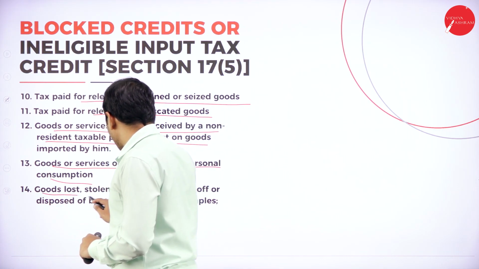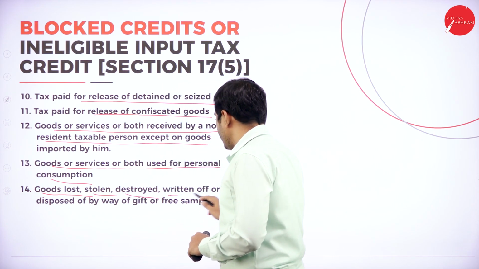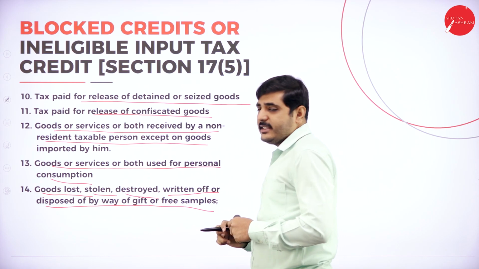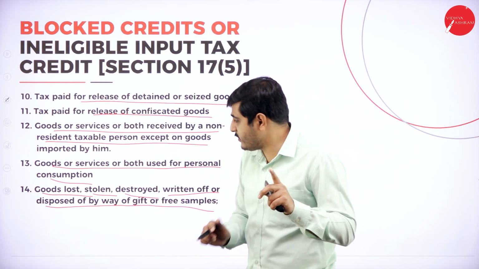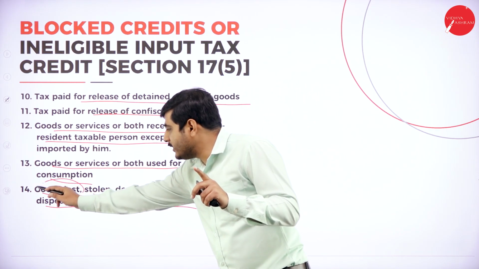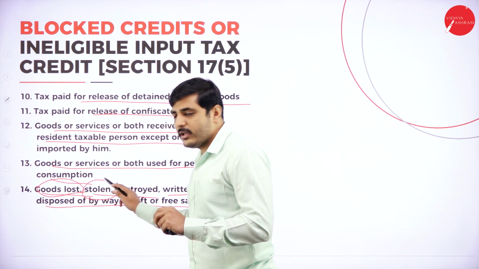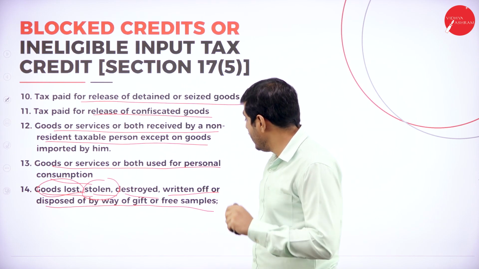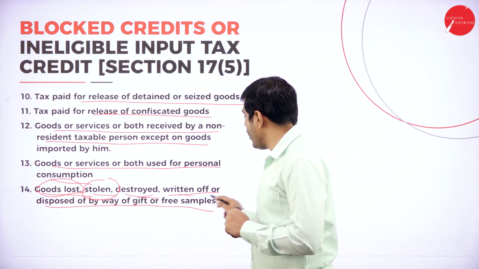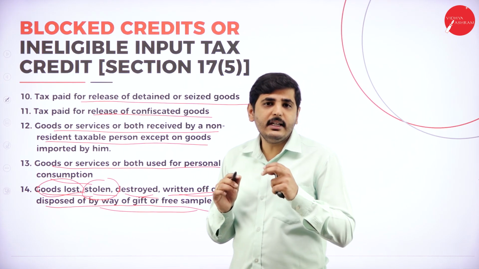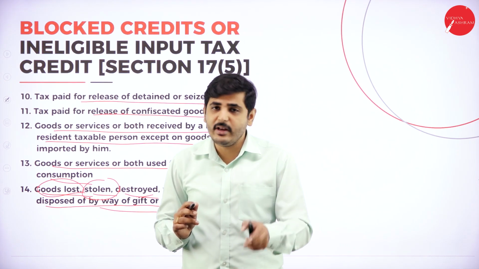Next one, goods lost, stolen, destroyed, written off, or disposed of by way of gift or free samples. In case of goods lost, we cannot give ITC for those expenses. Goods stolen, for that also we cannot give ITC. They may be destroyed, written off, or distributed as a free sample or gift. In that case also ITC is not available.